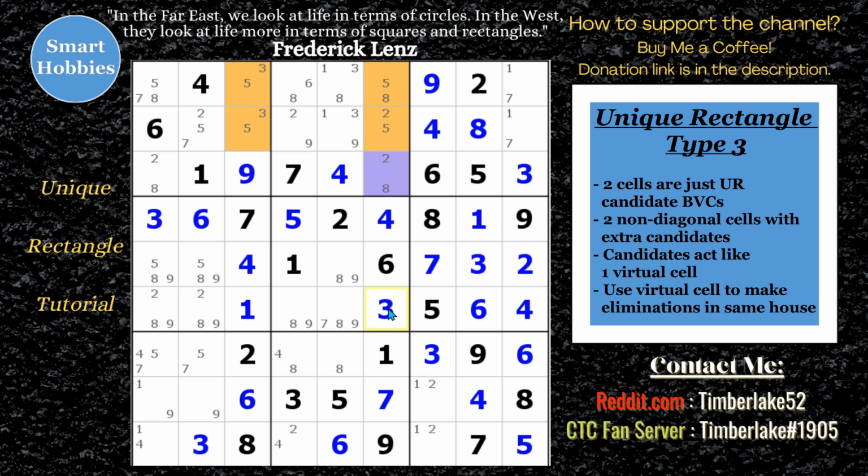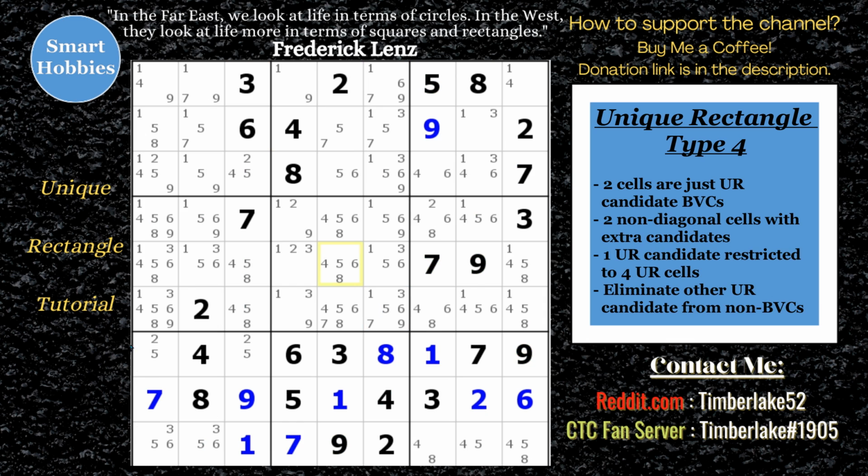All right, let us move on to our next example. Okay, example 4, unique rectangle type 4. In case you're wondering, we're going over 7 different types.